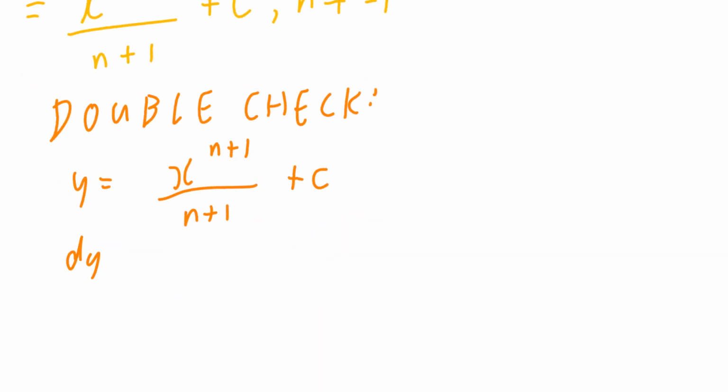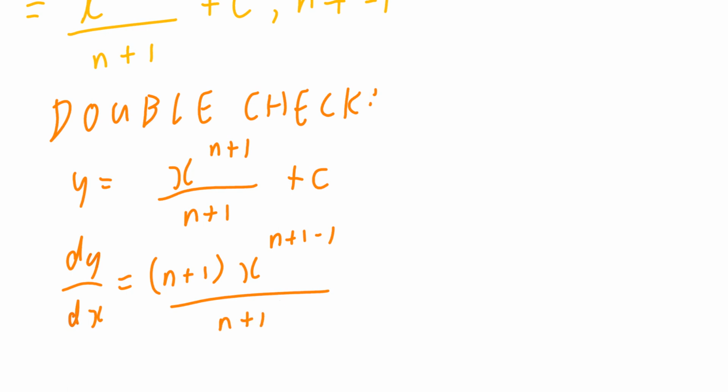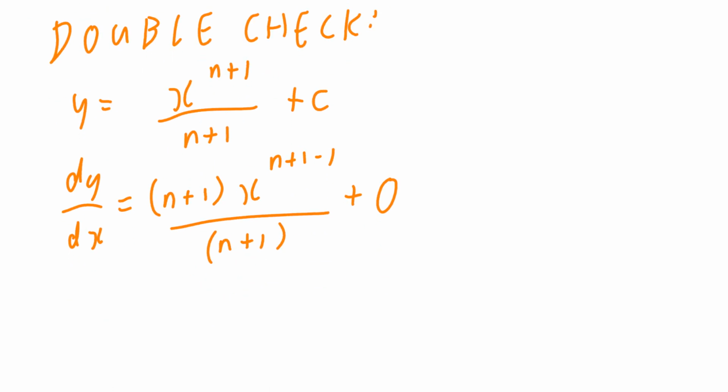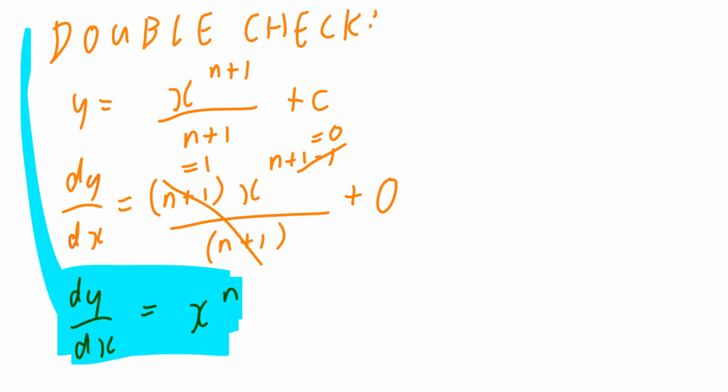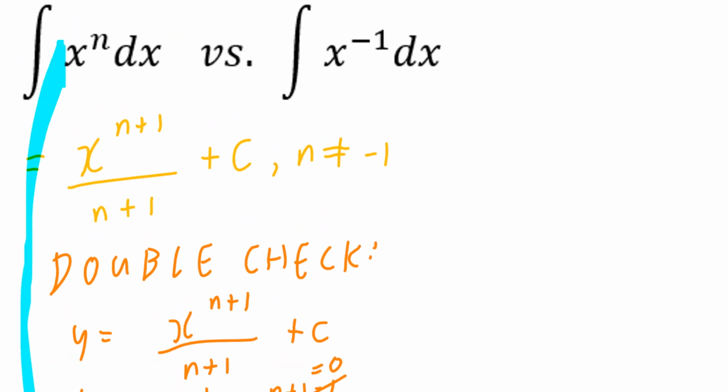dy by dx equals, again applying the power rule, you can take n plus 1 to the front. n plus 1 times x to the power of n plus 1 minus 1, divided by n plus 1, plus, when you take the derivative of a constant, that's going to give you 0. As expected, dy by dx equals x to the power of n. Again, if you think about this, n plus 1 divided by n plus 1 is 1, and n plus 1 minus 1 is going to be 0. So this is exactly the question that we started with, x to the power of n.